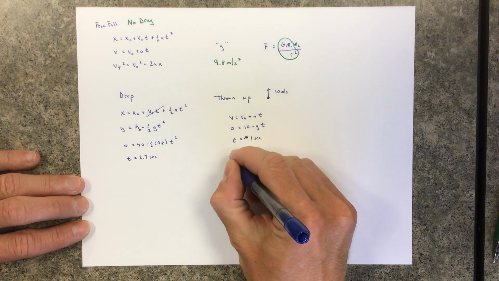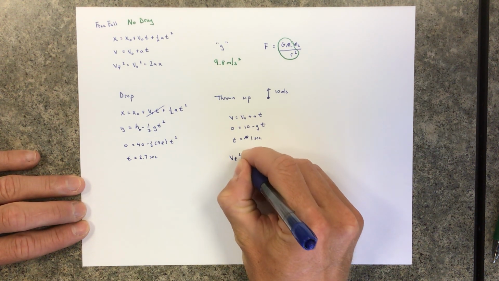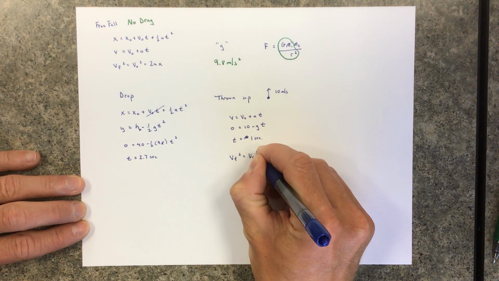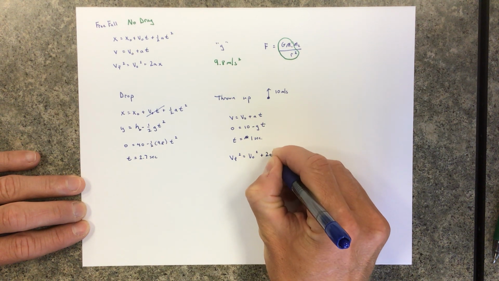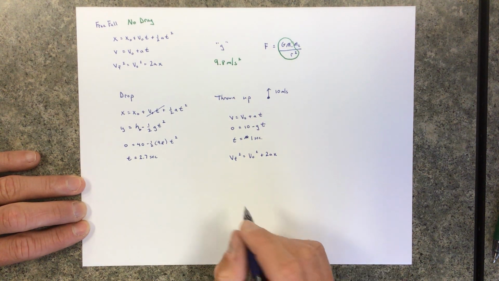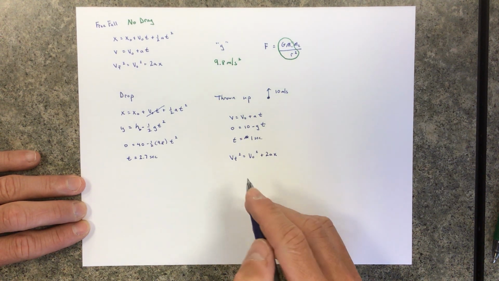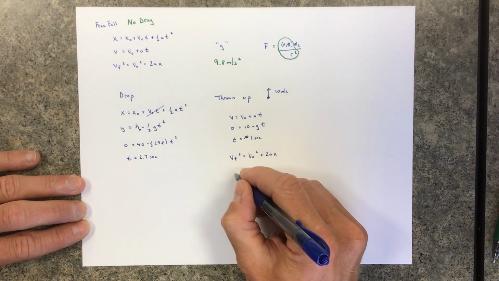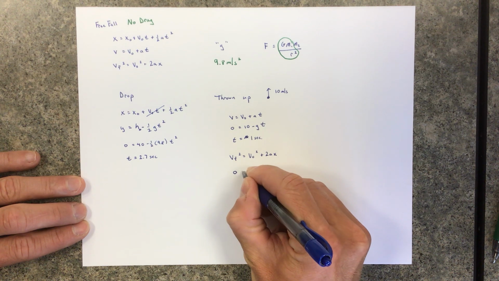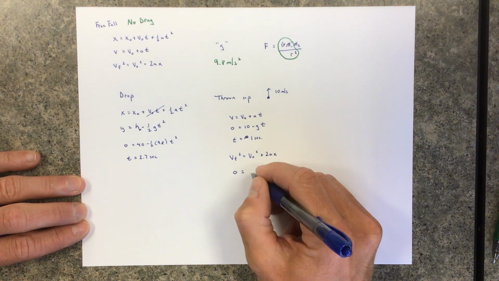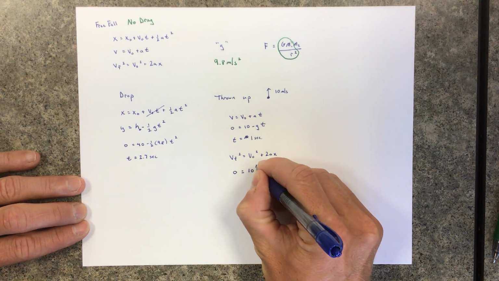Well, maybe you want to use the v squared equation. If you're interested in a distance, you know an acceleration rate, and you don't really care about time, then if you just want to know how high something goes, use the v squared equation. To find the max height, the vertical velocity is 0. The original velocity was 10.